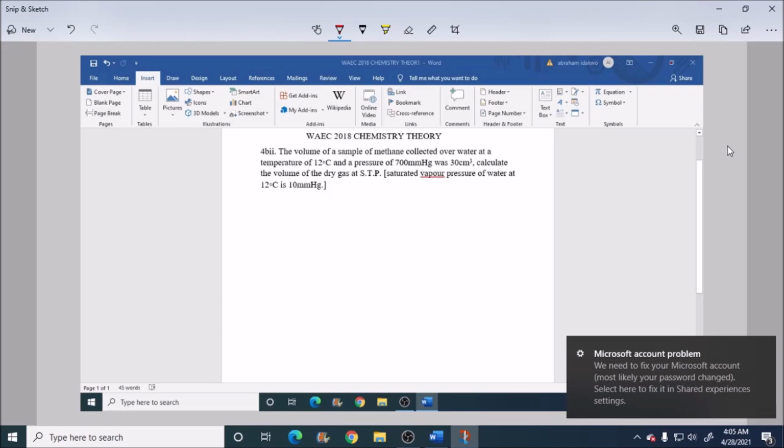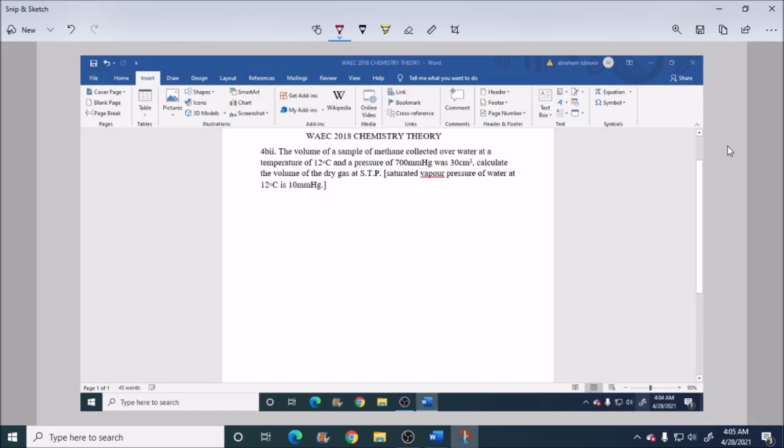I'll be answering WAEC 2018 Chemistry Theory, question 4B, Roman figure 2. The volume of a sample of methane collected over water at a temperature of 12 degrees C and a pressure of 700 mm mercury was 30 cm cube. Calculate the volume of the dry gas at standard temperature and pressure. Given saturated vapor pressure of water at 12 degrees C is 10 mm mercury.